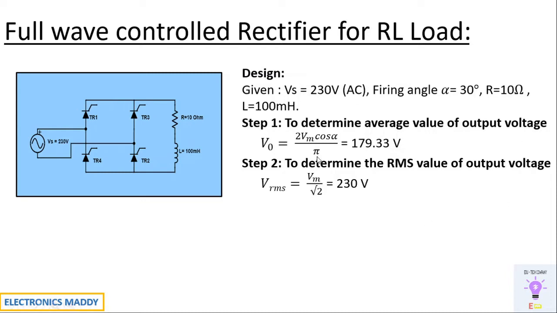Once we know the average value of output voltage and RMS value of output voltage, we can cross verify with the simulation results that we have obtained. And secondly, we can also cross verify whether our analysis is correct by looking at the output voltage waveform as well. Alright, let's go to PSIM and start our simulation.